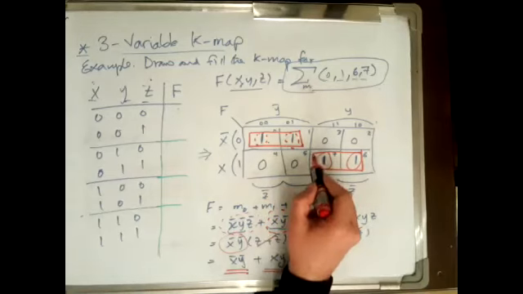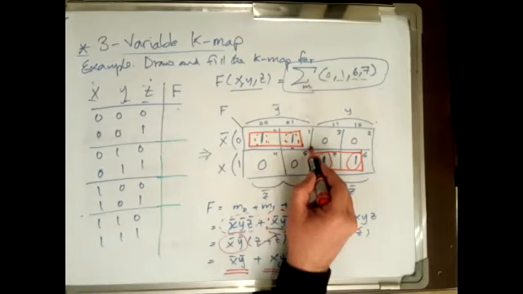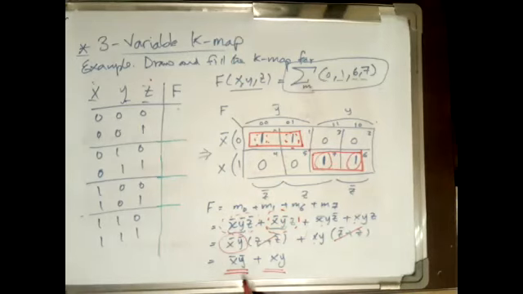They don't have a common edge. They have a common point. And that's what we got in algebra. We cannot simplify any further.